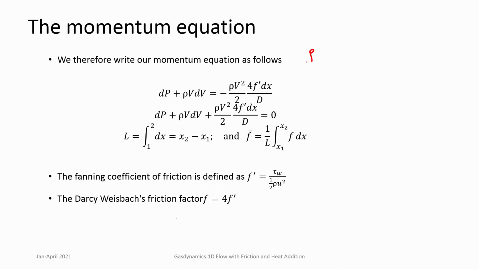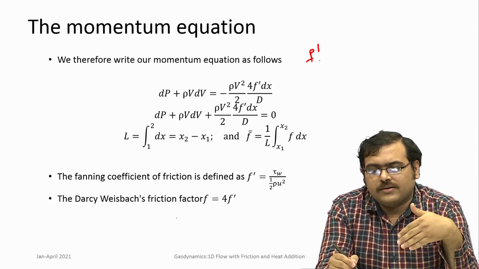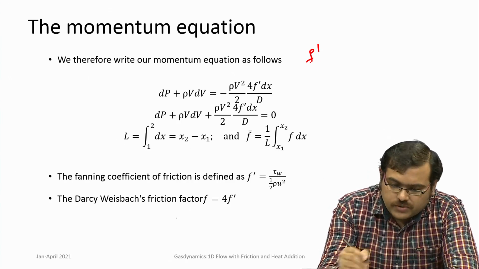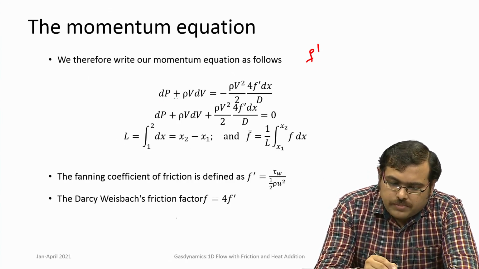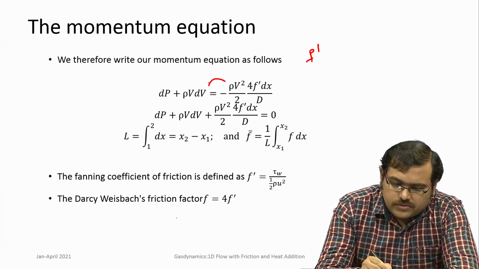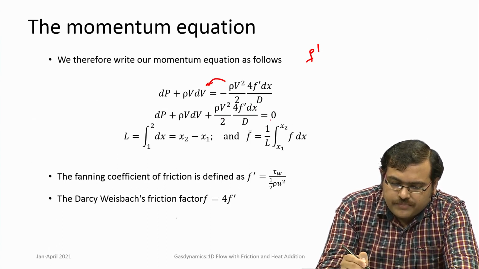The term f prime is written because soon we will discuss there are two descriptions of this, coefficient of friction and friction factor. They are not the same. Coefficient of friction we represent by f prime, while friction factor is represented as f. So, we will soon come to it. So, dp plus rho v dv is equal to minus rho v square by 2, 4 f prime dx by d. Now this can be taken to the left hand side and taken together. So, you get this particular equation.